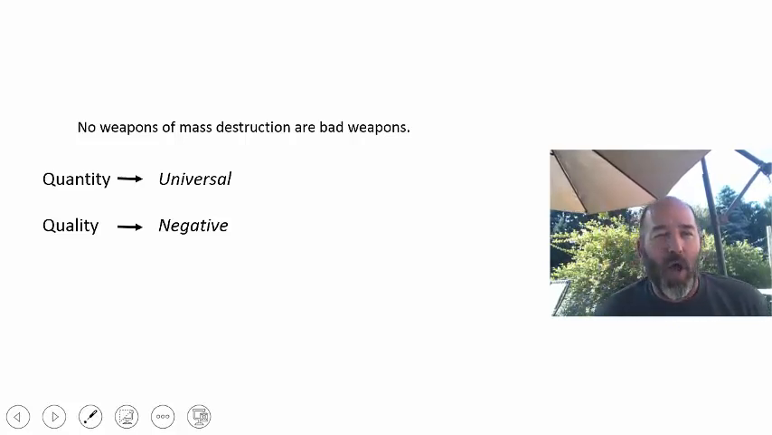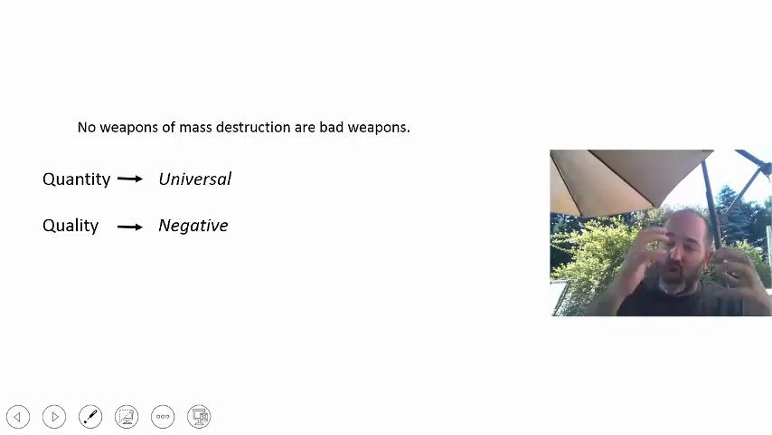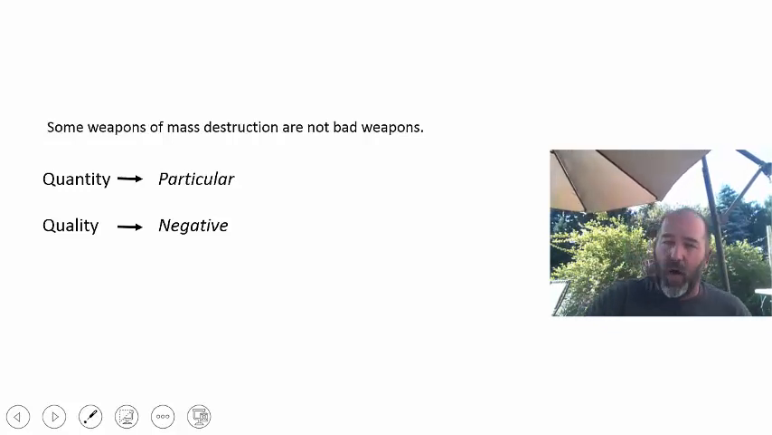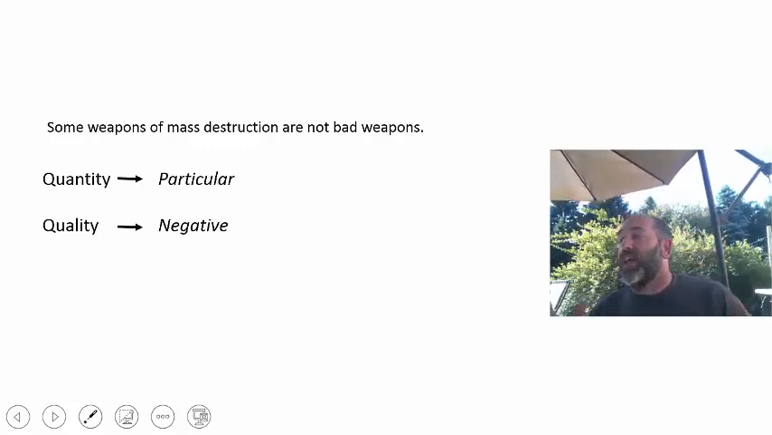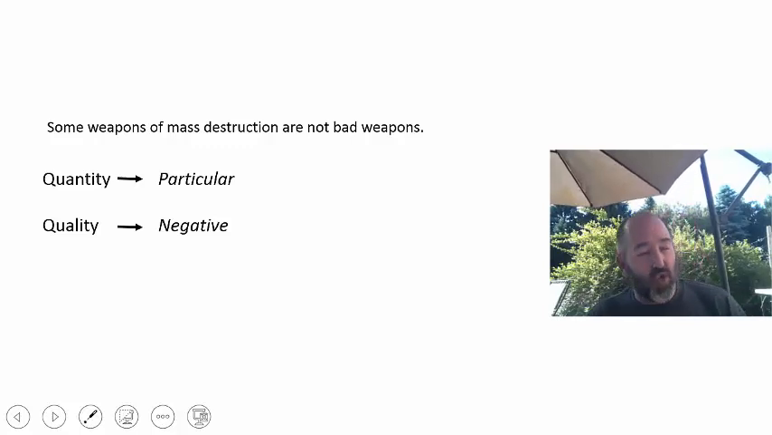Right? No weapons of mass destruction are bad weapons, right? If everybody has them, then everybody's afraid to use them and we're all safe, right? That claim could also be made. That would be a universal negative because it's referring to all of them in a negative sense. None. Zero, nada, right?